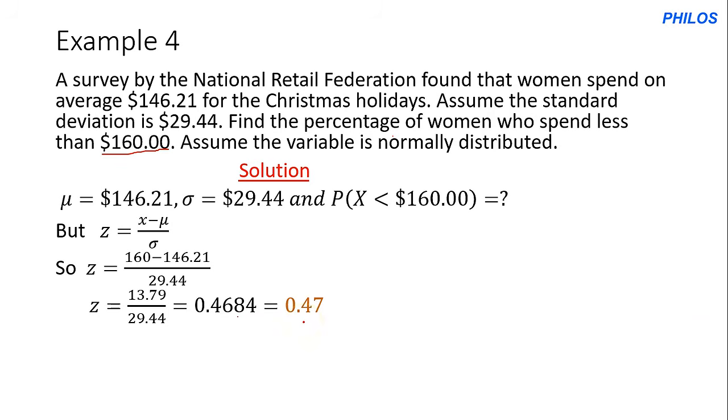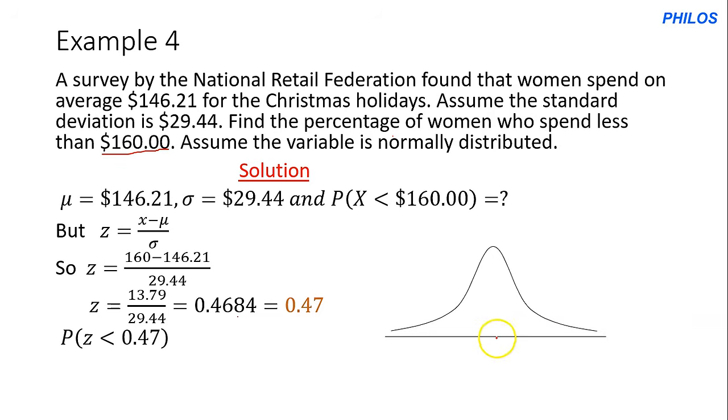So now that we know z, we can now say what? We are finding probability that z is less than 0.47 instead of saying probability that x is less than $160. So we've standardized it. So it's now z less than 0.47. So now we can sketch the curve and find a probability that z is less than 0.47. So to do that, we sketch our curve. Now after sketching the curve, remember 0 is at the middle here. Now where will 0.47 be? 0.47 will be somewhere here. So since the question says less than, it means the area to the left.